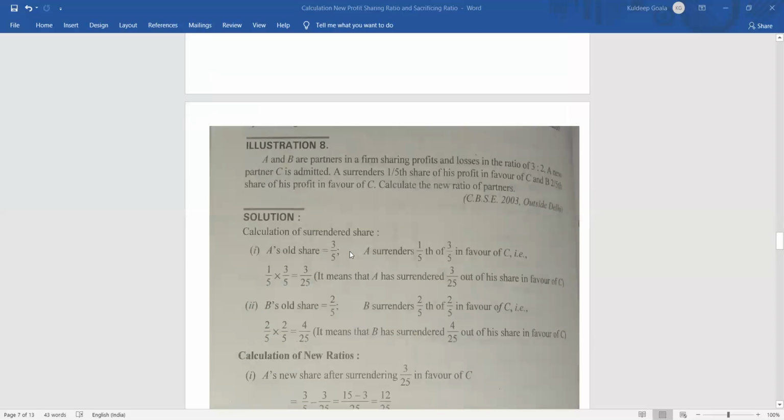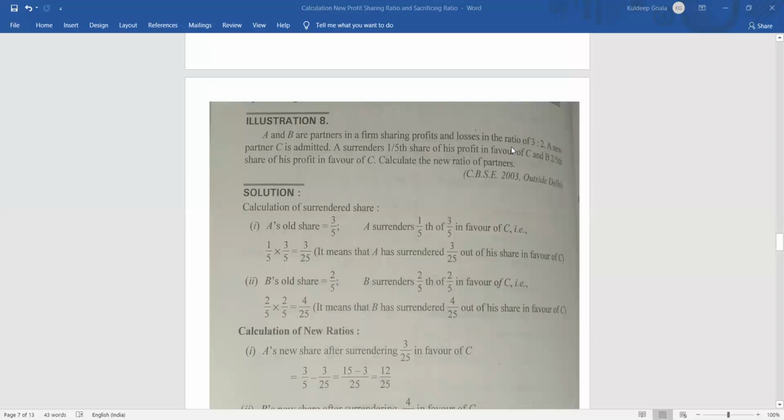What is given here? A and B are partners in a firm sharing profits and losses in the ratio 3:2. Okay, this is the old ratio, and a new partner C is admitted. Okay, and A is going to surrender how much?